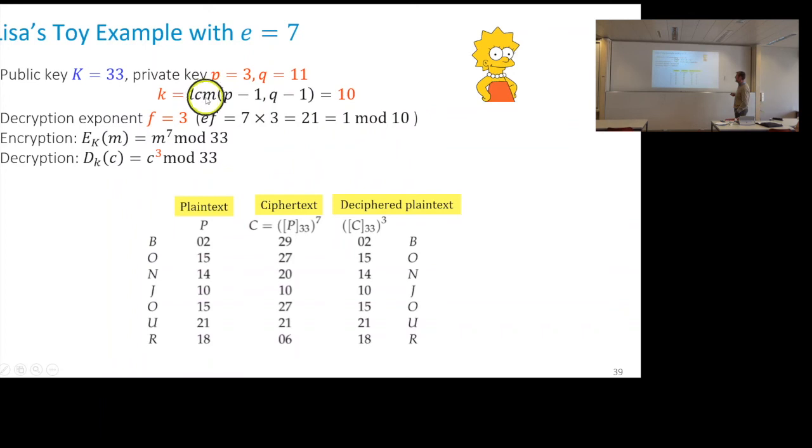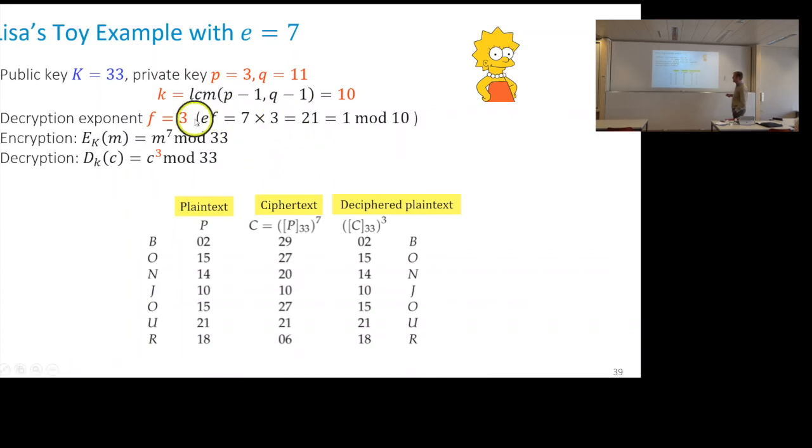And then we need to find what is the inverse of e. Here the exponent was 7, which is the one I chose for simplicity. The inverse of 7 modulo 10 is 3, because 3 times 7 is 21, which is 1 modulo 10. Modulo 10, we obtain just the last digit. If I divide 21 by 10, the remainder is 1.